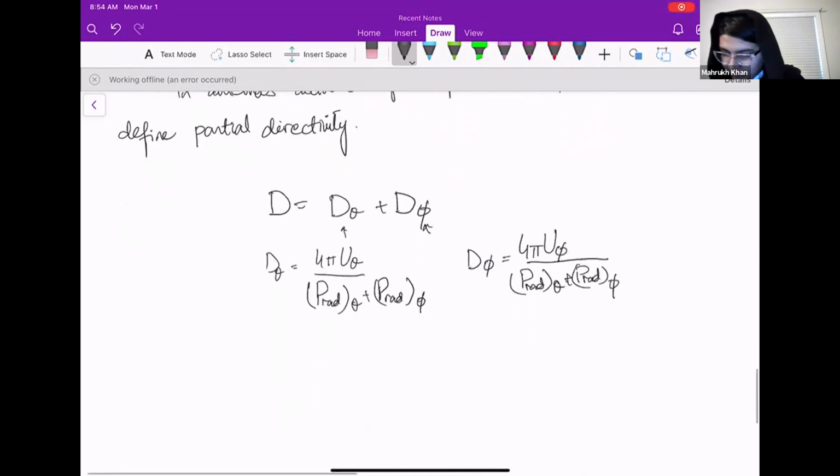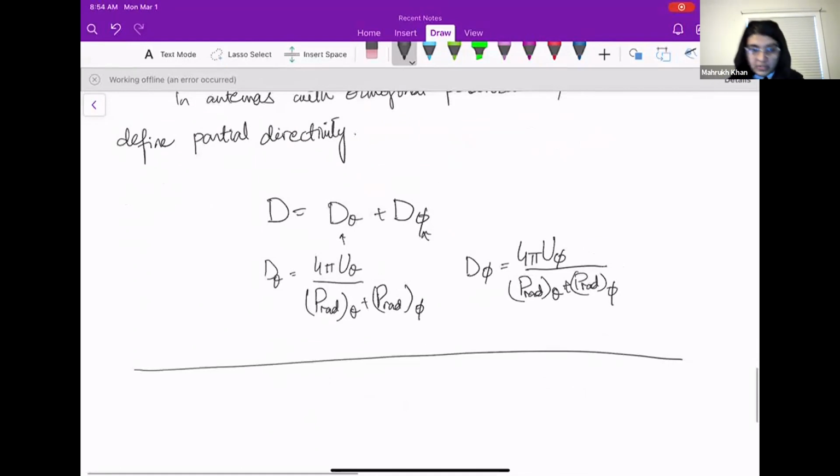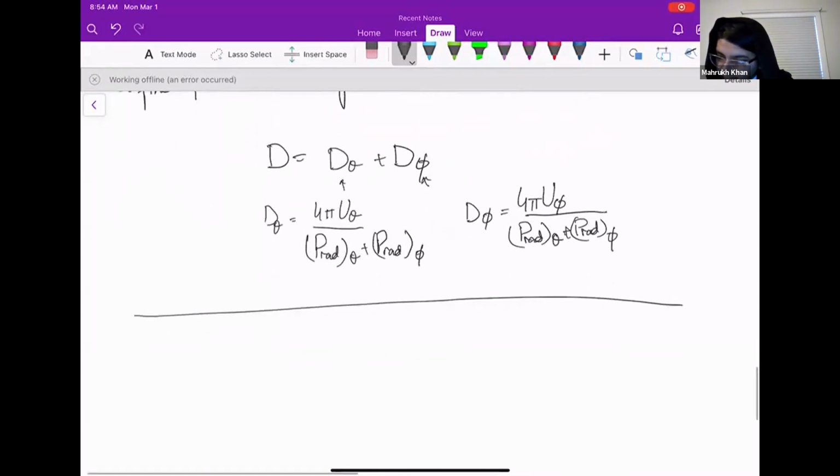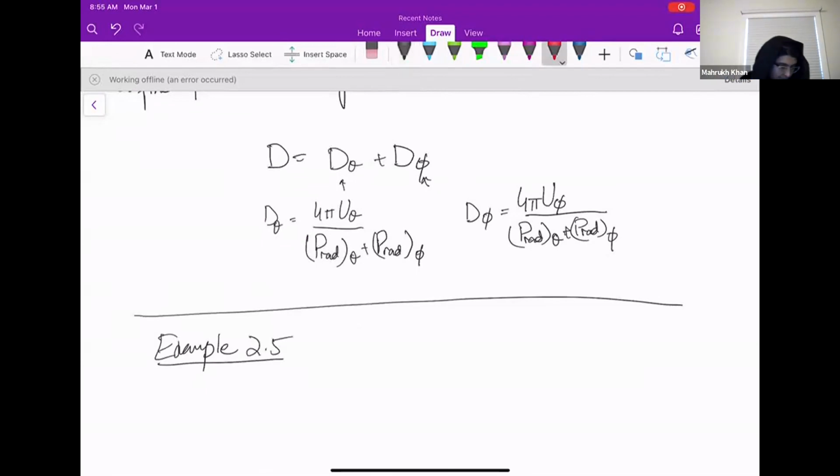I will do an example for the directivity and I want to do it. It's important to do it. So let's see. I think we have done this example before. So we will just take the radiation intensity out of this example. So this is the example that we have done before, example 2.5. In this example, we know that our radiation intensity, as taken from the previous one, was A naught sine theta.